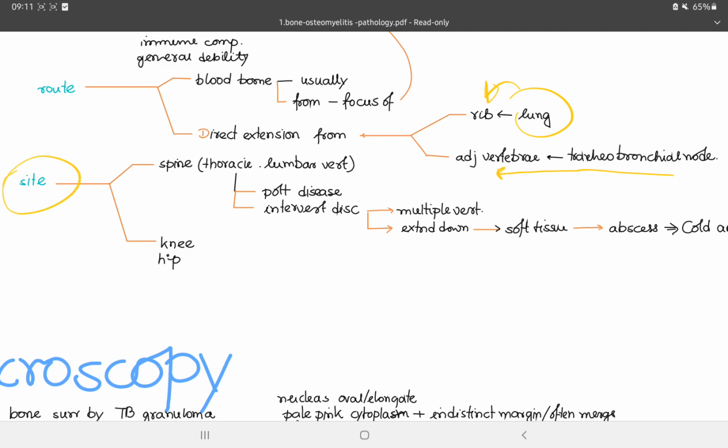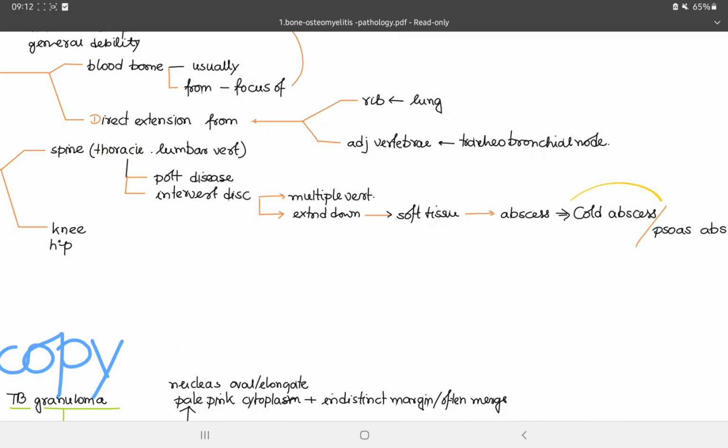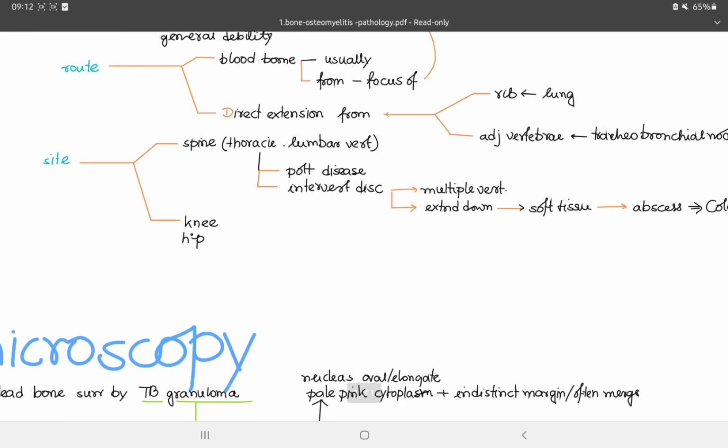Site of the infection: it may attack the spine, the thoracolumbar vertebra. It is called Pott's disease, or it may affect the intervertebral disc. Then multiple vertebrae will be affected, and it will extend down. Now it infects the soft tissue and causes abscess formation. It is called the cold abscess. This cold abscess is also known as the psoas abscess. In some cases, it will also affect the knee or the hip joints.